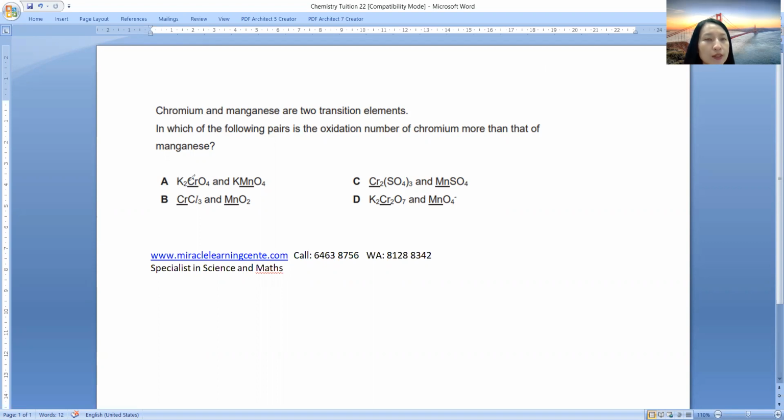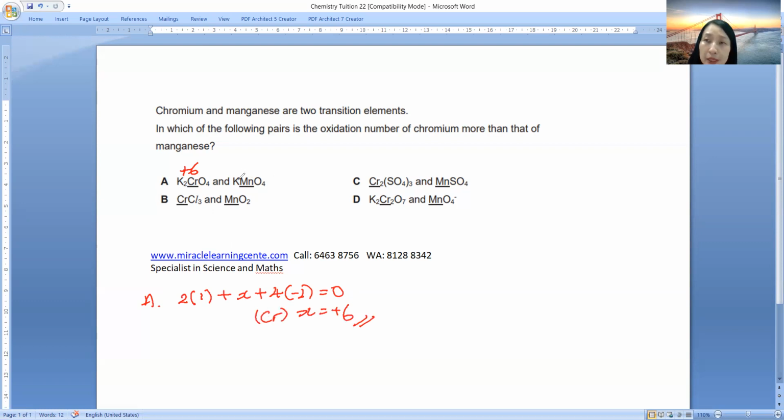A, this is potassium dichromate(VI). That means the oxidation state of chromium is actually +6. Okay, so how do you know? If you're not sure, we can calculate it out. Potassium is +1, so there are 2 potassium, 2 times 1, plus chromium, we let it be X, and oxygen is -2, but there are 4 of them, so it's 4 times -2, which equals 0. So X will be equal to +6. This is for chromium, for A.